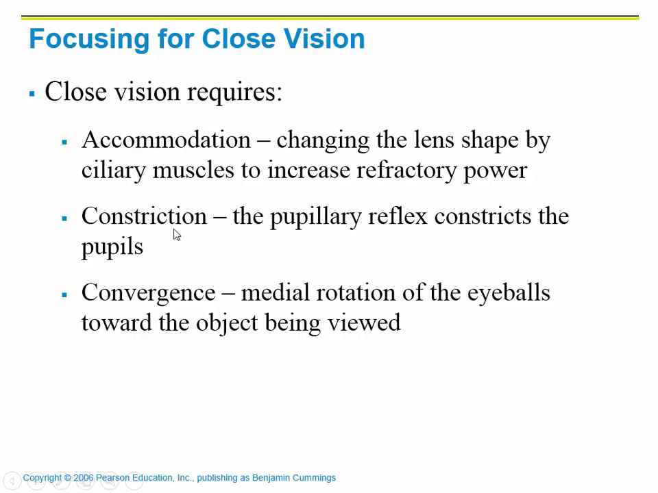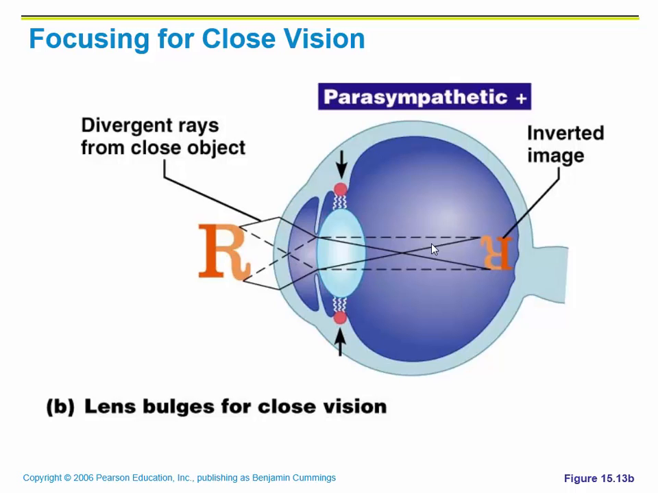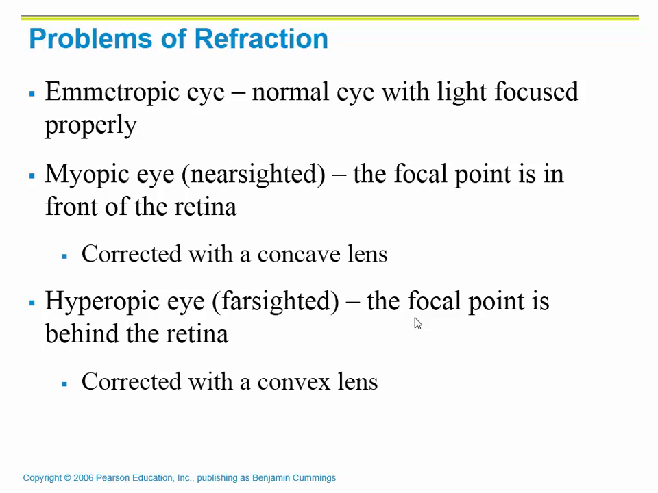And then you also have to constrict your pupil. It is surrounded by a muscle, and the muscle is going to constrict or dilate. And when it's close up vision, we are going to constrict the pupil so that we can make sense of what we're reading. And so this is just a picture of what's happening for close vision. And again, you can see that the image is inverted on the retina.